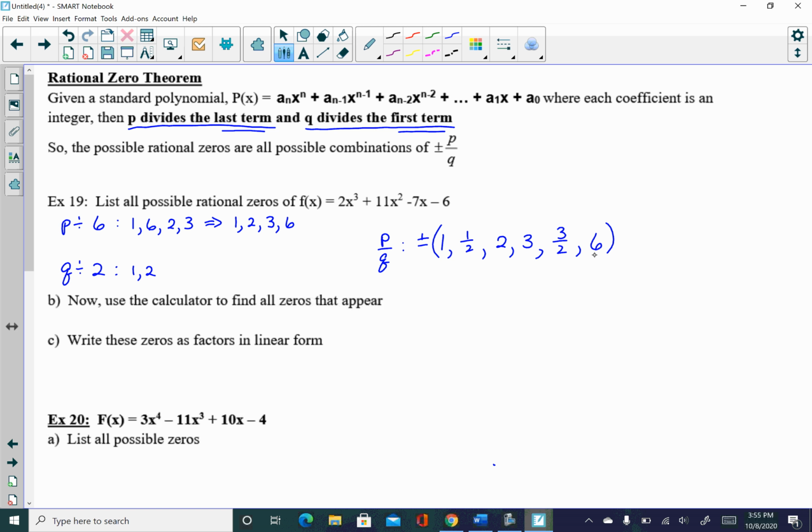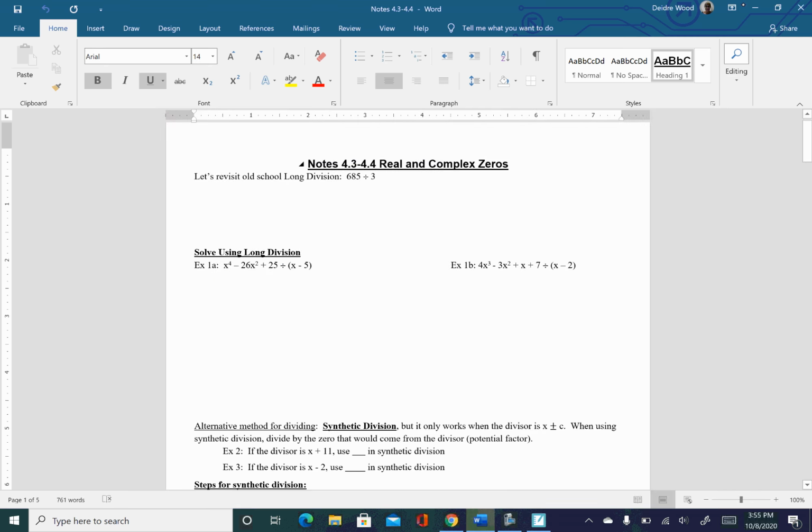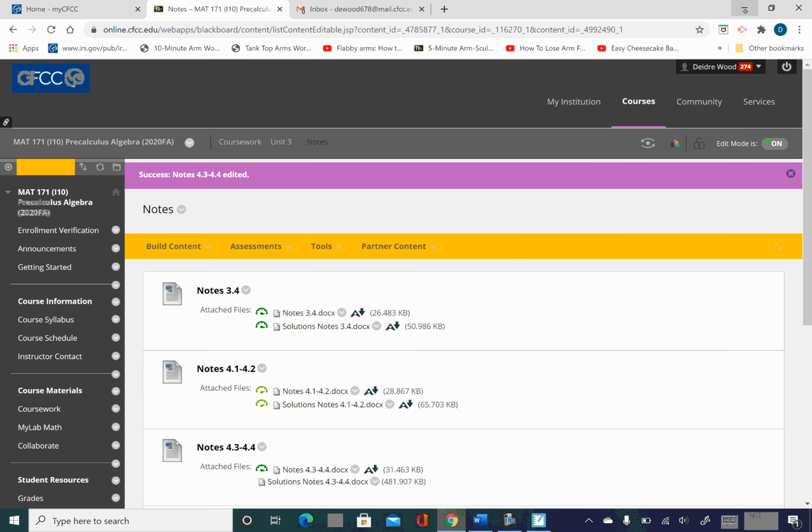So now in part B, I say, well, now let's use our calculator to find all the zeros that appear. And I forgot to open up my calculator. Oh, calculator.